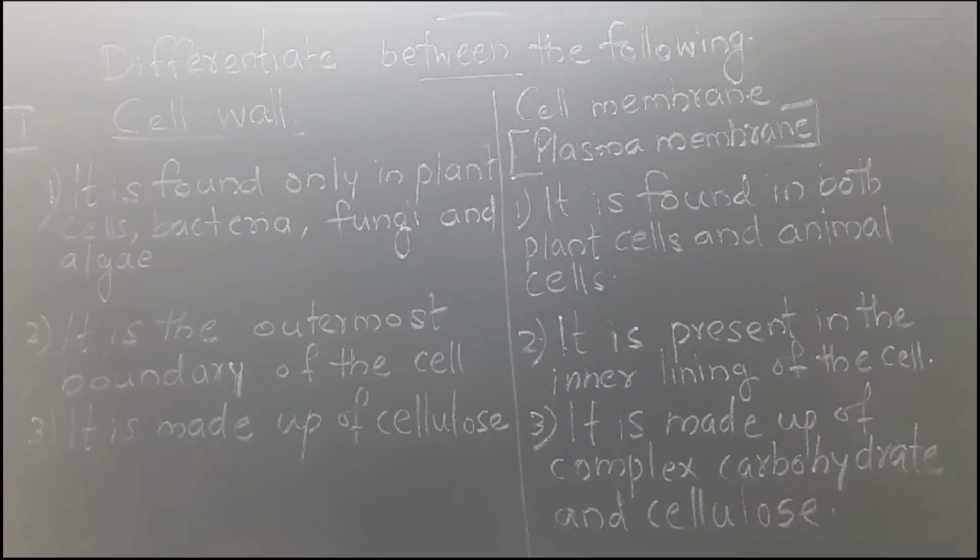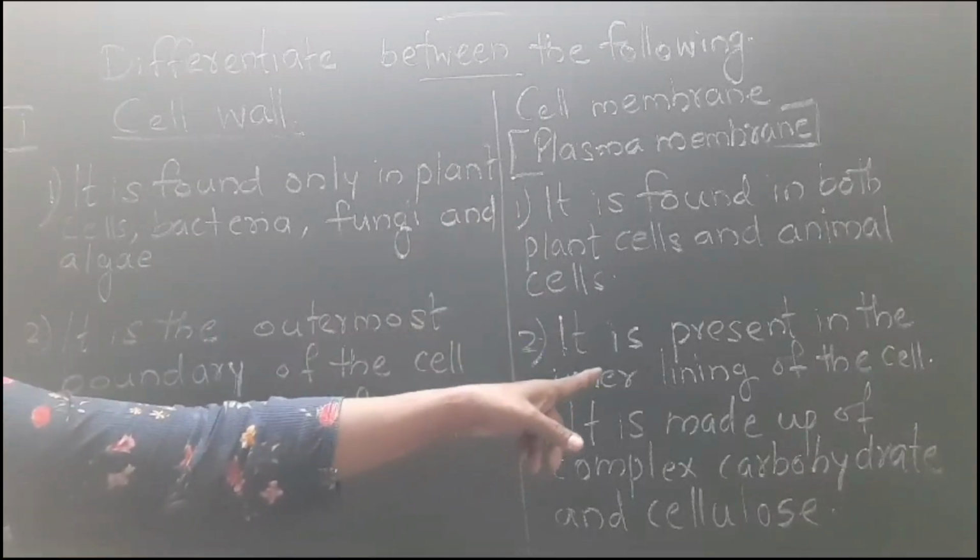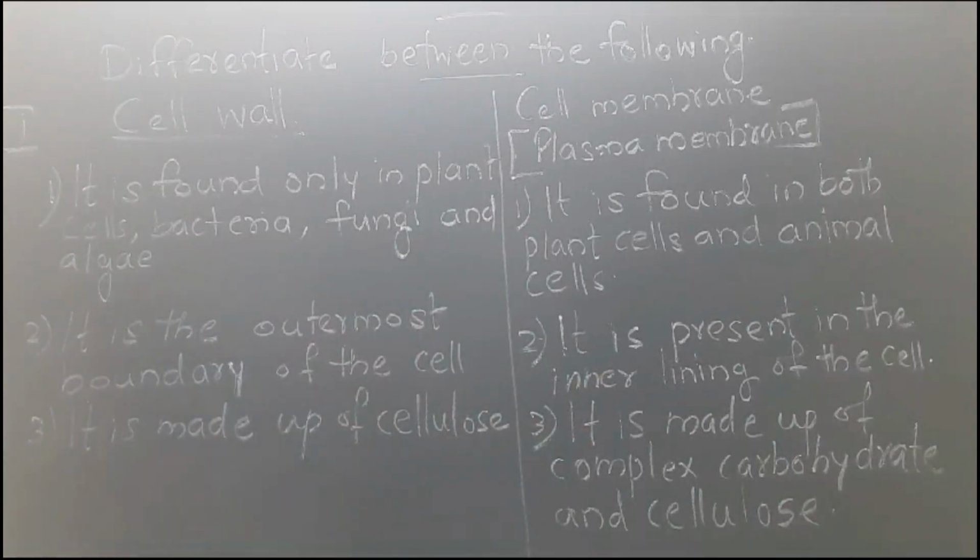Next one is, it is the outermost boundary of the cell. Cell wall is the outermost boundary of the cell, whereas cell membrane is present in the inner lining of the cell. Now, cell wall is made up of cellulose. Cell membrane is made up of complex carbohydrate and cellulose.